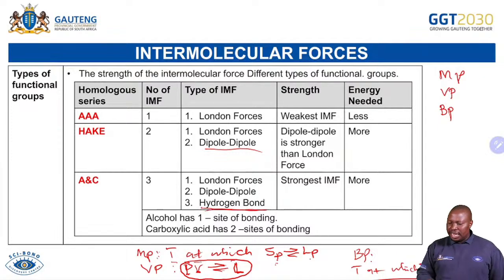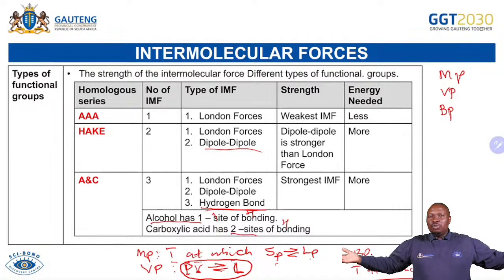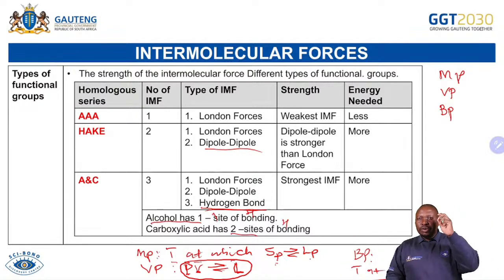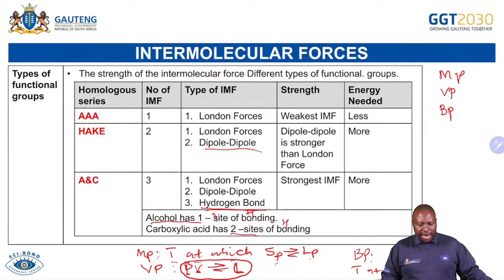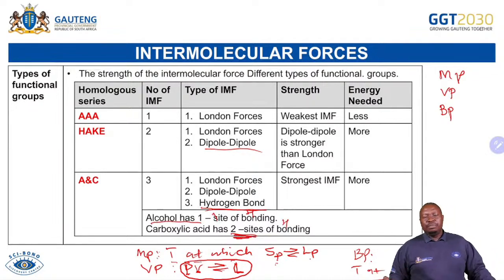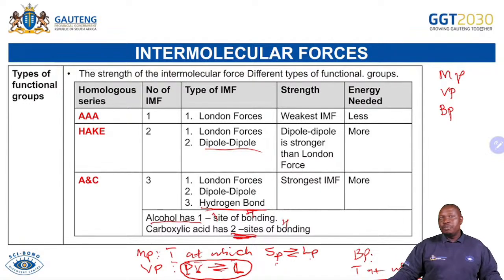But remember, learners, alcohols have one side of hydrogen bonding, while carboxylic acids have two sides of hydrogen bonding. That tells you that the strongest of all the homologous series will be carboxylic acids, because they have two sides. So if you have to overcome the intermolecular forces, we're talking about two hydrogen bonds there. Carboxylic acids have the strongest intermolecular forces, which means more energy will be required to overcome them compared to alcohols, because alcohols form one side of hydrogen bond while carboxylic acids form two.